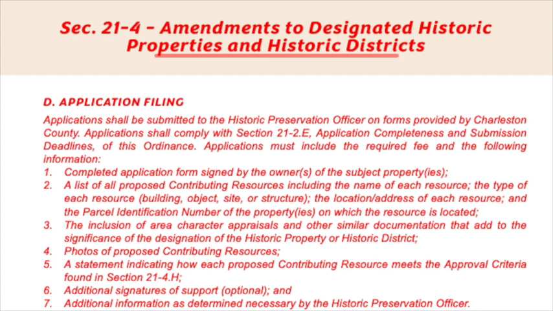resource is located. 3. The inclusion of area character appraisals and other similar documentation that add to the significance of the designation of the historic property or historic district. 4. Photos of proposed contributing resources. 5. A statement indicating how each proposed contributing resource meets the approval criteria found in Section 21-4.h. 6. Additional signatures of support, optional. And 7. Additional information as determined necessary by the Historic Preservation Officer.